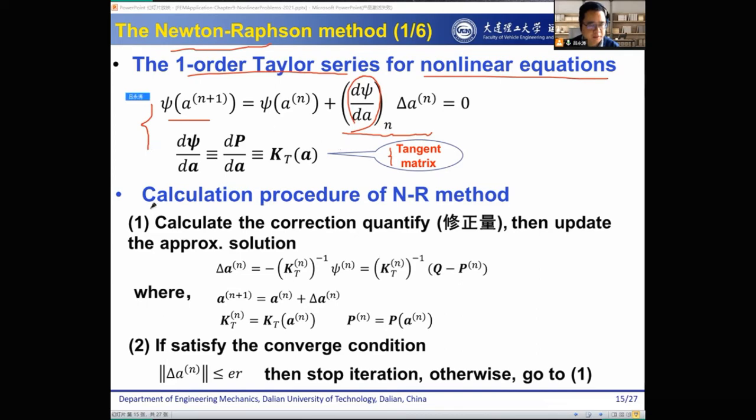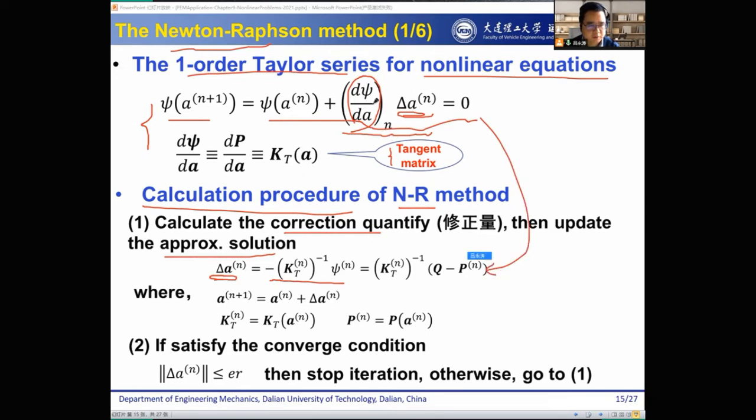Then let's have a look at the calculation procedure of the Newton-Raphson method. We calculate the correction quantity, and then we use this correction quantity to update the approximate solution. How do we calculate this? We use this equation, and based on this equation you can get those. We do the inverse of this.